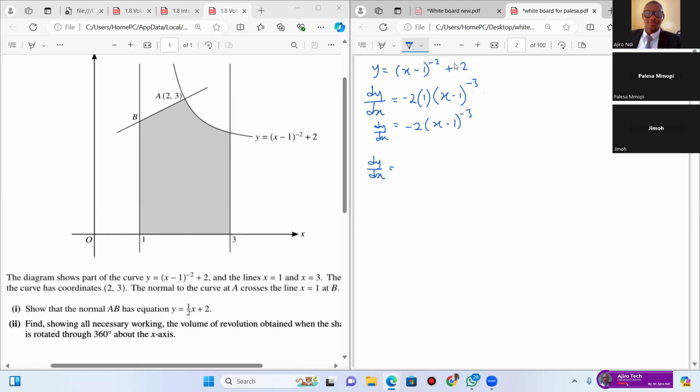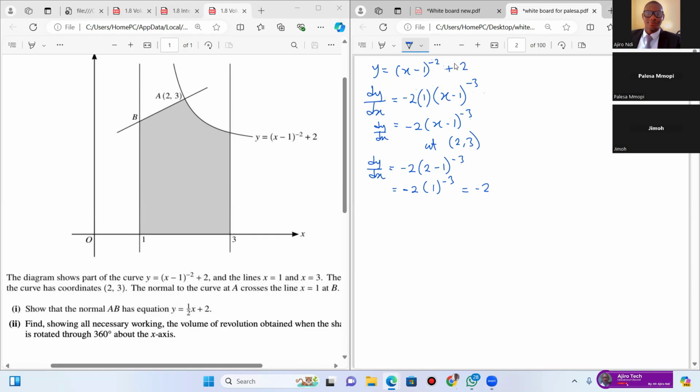That's dy/dx. So at the point (2, 3), x is 2. Wherever I see x, I put 2. Minus 2 into (2 minus 1) raised to the power minus 3. I have 1 raised to the power minus 3, which is still 1, right? So dy/dx is minus 2. So this is the gradient of the curve at that point.